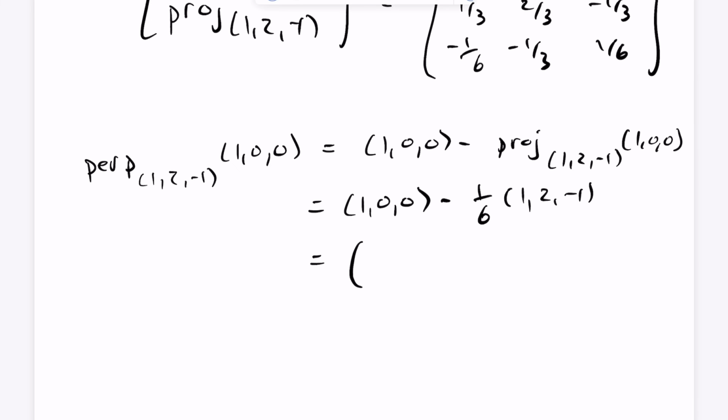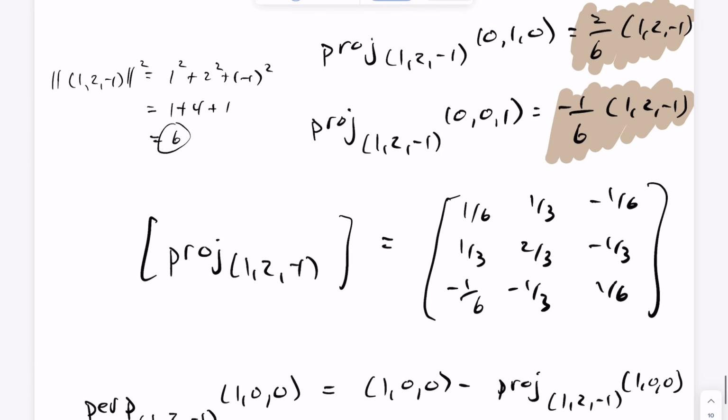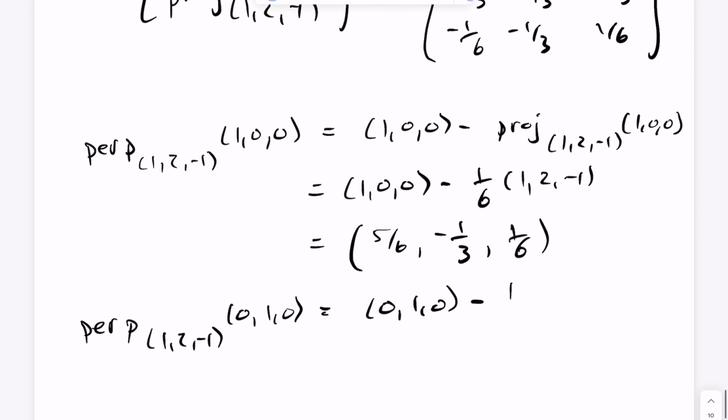If I calculate this, we're going to end up getting 5/6, -1/3, and 1/6. And we continue doing this. The perpendicular projection on 0, 1, 0 is going to be 0, 1, 0 minus, and again, go all the way up here and grab the next one. I'll also just write this as a third. I probably should have done that earlier. This will be 1/3.